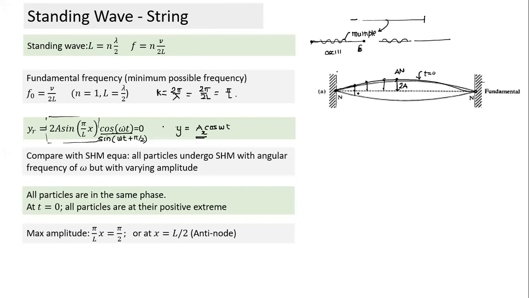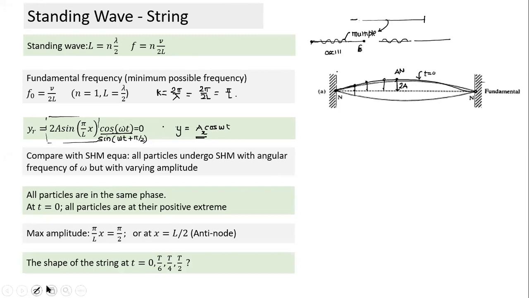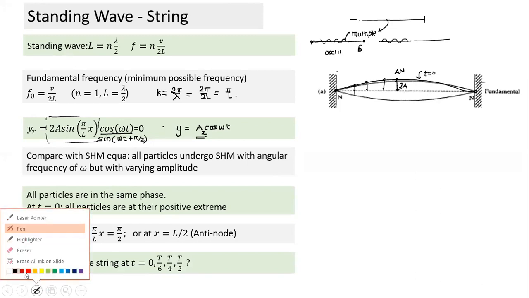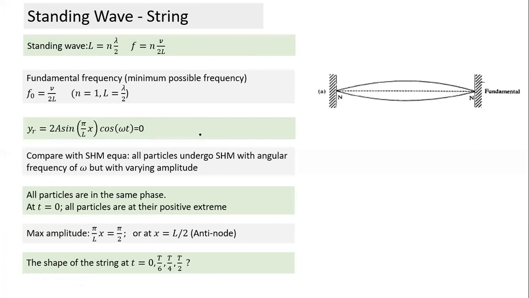And since all particles are at the positive extreme, you say all particles are in the same phase. So can we also draw the shape of the string at T by 6? What will happen at T by 6? See, when we substitute t in this equation, which term will change? So if I write what is y, y can be written as Ax into cos of omega t.